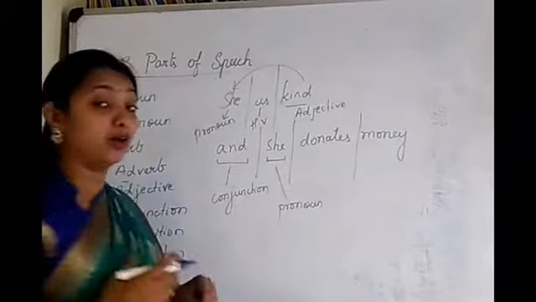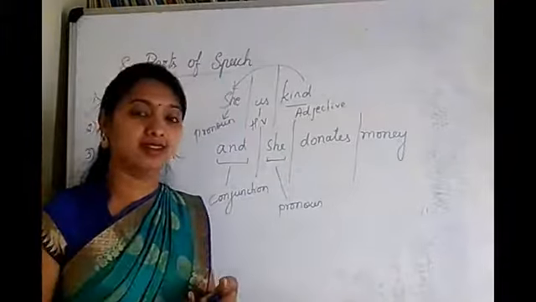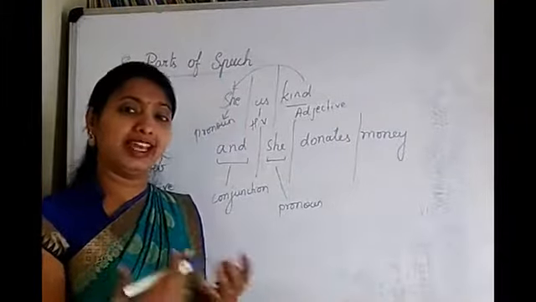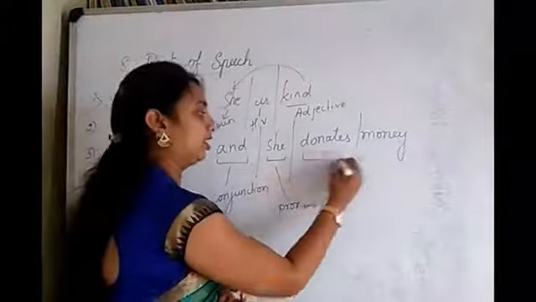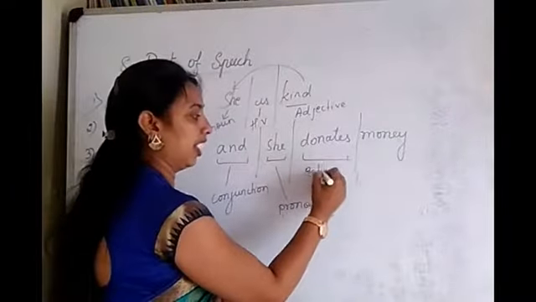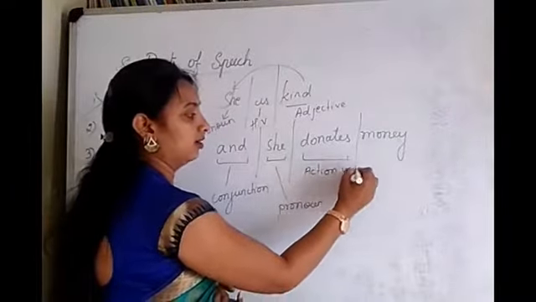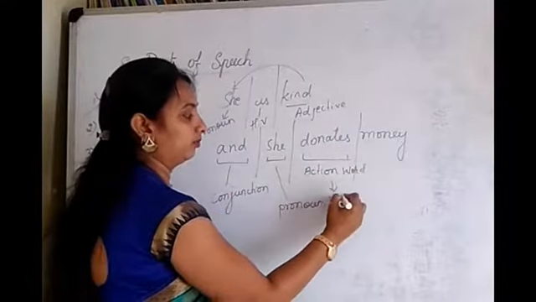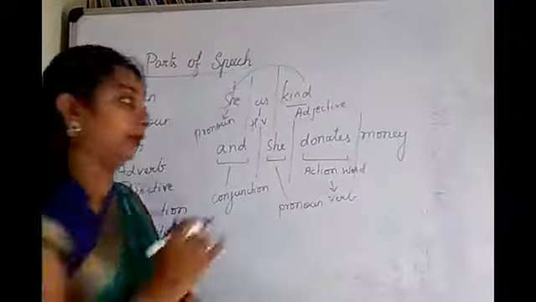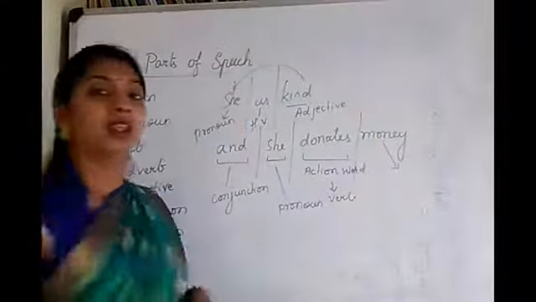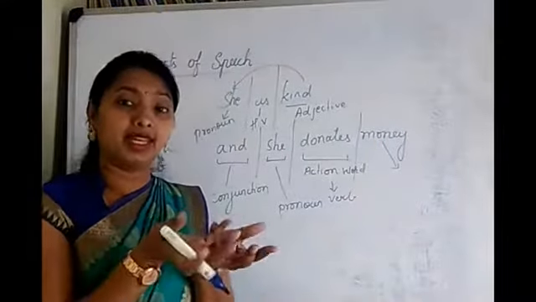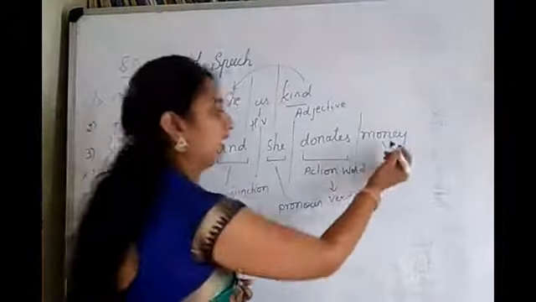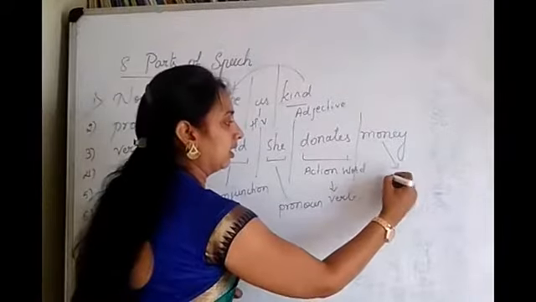And now tell me, what is this donates? She donates money. What does she do? She donates money. So, donates is an action word. An action word is called a verb. Then, money. What does she donate? She donates money. Money is a thing. She has that. So, this is a noun.